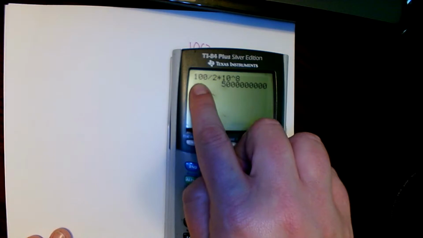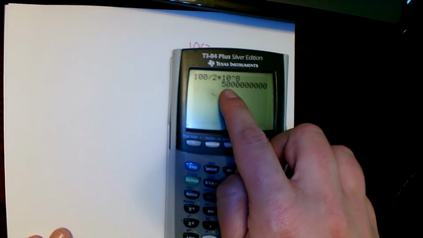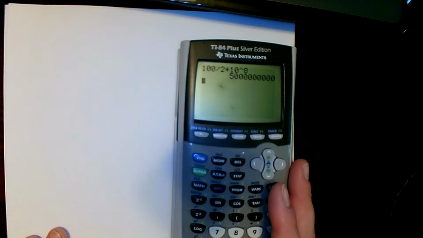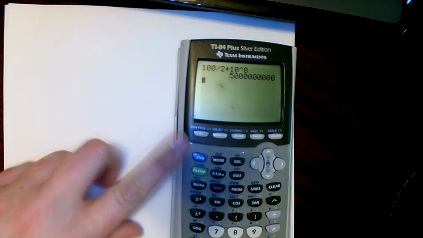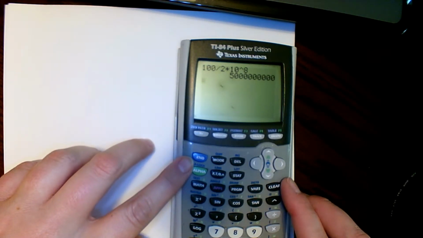What happens is your calculator does 100 divided by 2, which is 50, and then times 10 to the 8th, and that's why we get 50 times 10 to the 8th. There's a couple ways you can fix that, and I'm going to show you some tips here. One is to insert parentheses around your 2 times 10 to the 8th.